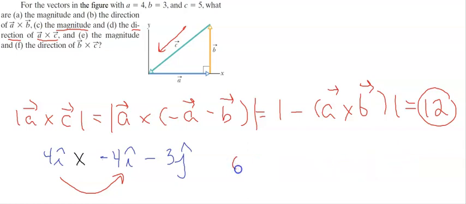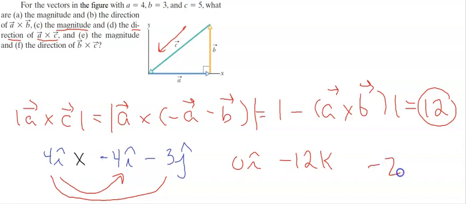So you can write 0i, and then 4i cross negative 3j is going to be negative 12, and i cross j is k, and so that's going to be facing in the negative z direction.